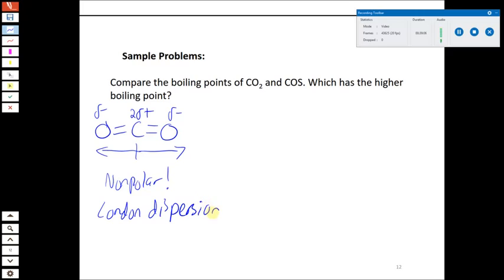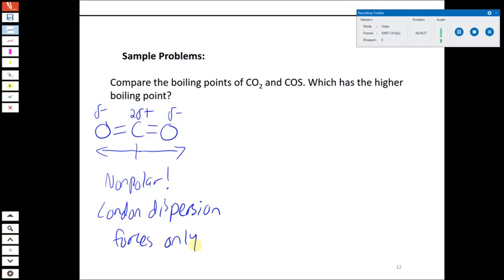So as I said, when we're making these types of comparisons, we need to think about what is the strongest intermolecular force that's present in that substance. That's going to be the one that's dominant. In this case, the only intermolecular force is London dispersion force, so that's going to be the strongest for CO2. It's the only force present in CO2.